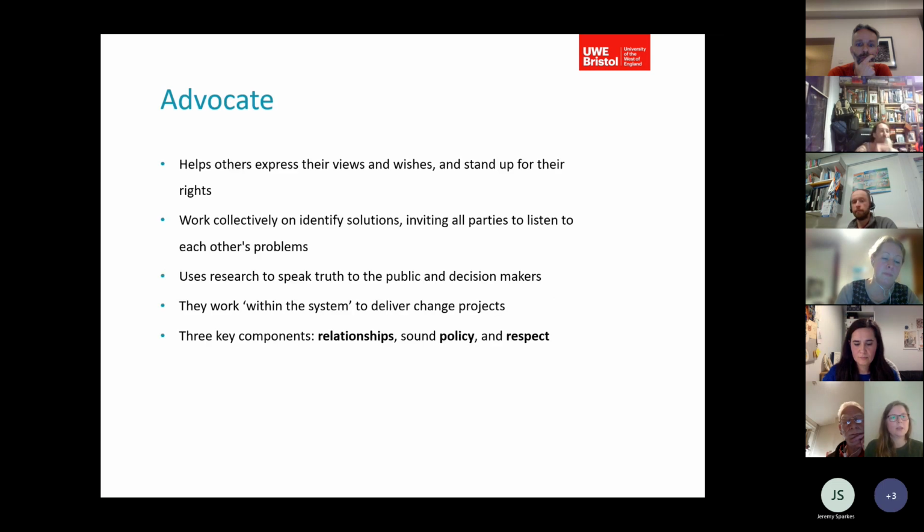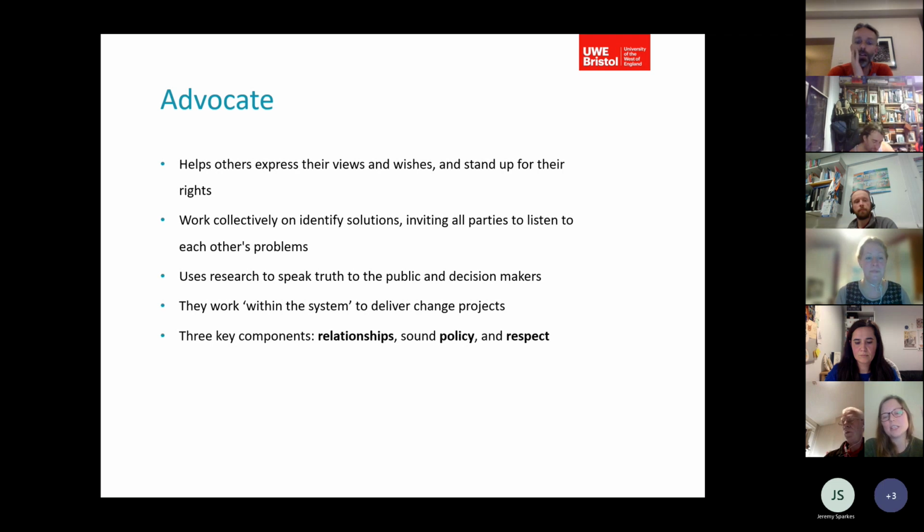So, advocate. I'm just going to look at my other slides because this is very small for me. An advocate is someone who helps others express their views and wishes and stand up for their rights. It's also somebody who works collectively on identifying solutions, inviting all parties to listen to each other's problems. So this is not about individual action that we might be taking, but more of a group effort. It often uses research to speak truth to the public and decision makers, working within the system to deliver change projects. And this is where you may distinguish between activism and advocacy, where activists are generally seen as working outside of the system, but there's blurred lines here and they cross.